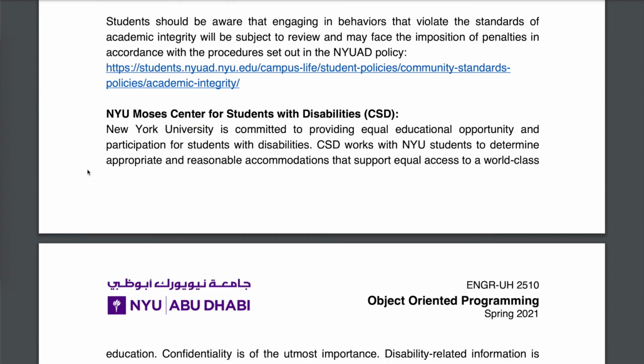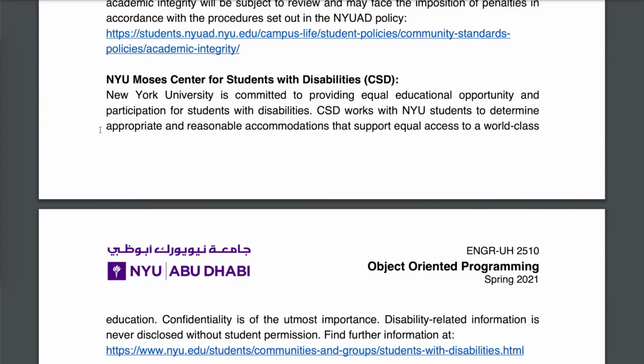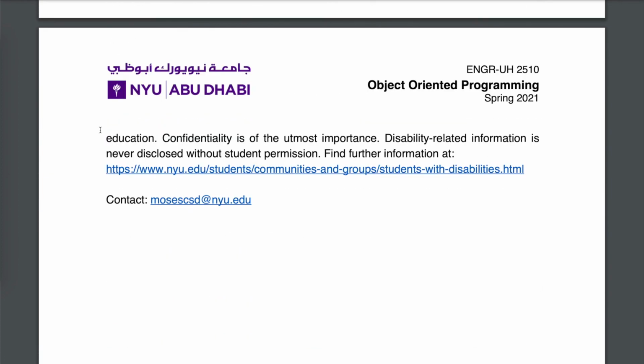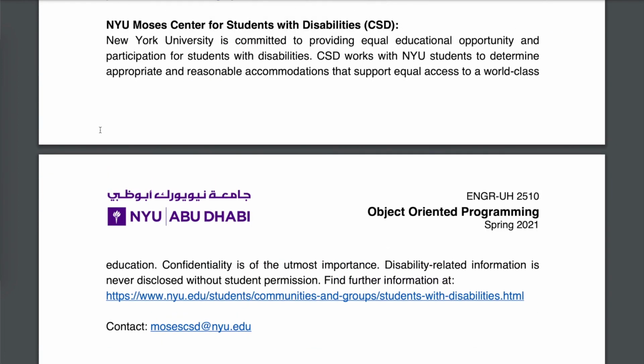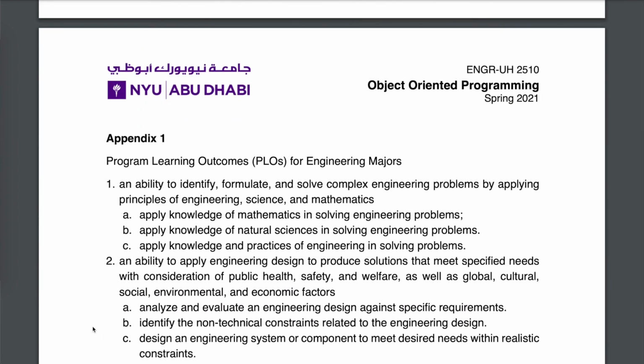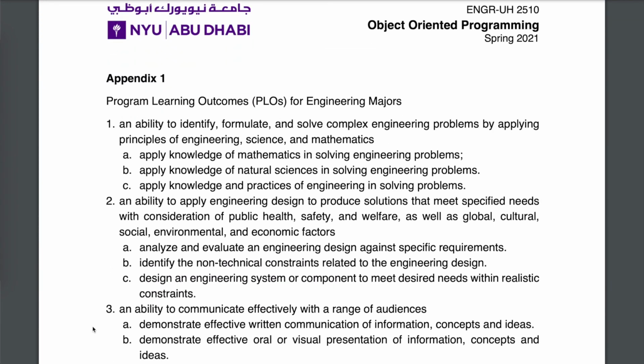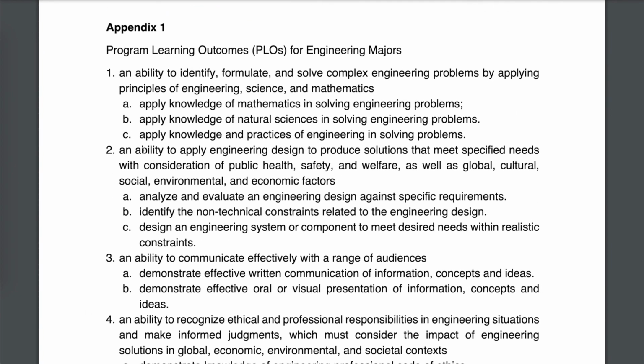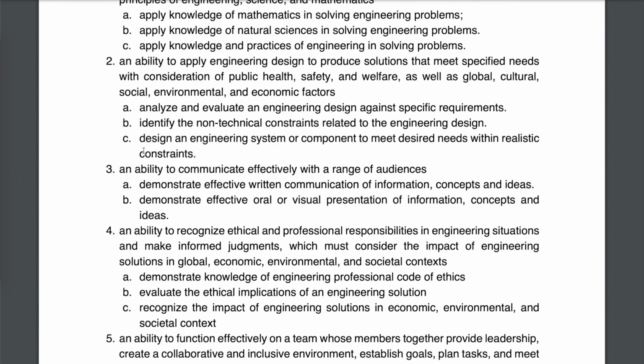There's also the NYU Moses Center for Student Accessibility. If for any reason you'd like to contact them, please do so. They're easily reachable. And that's it for the syllabus. The final part is the program learning outcomes. It's just the appendix, and it goes into more detail over the different engineering program learning outcomes.